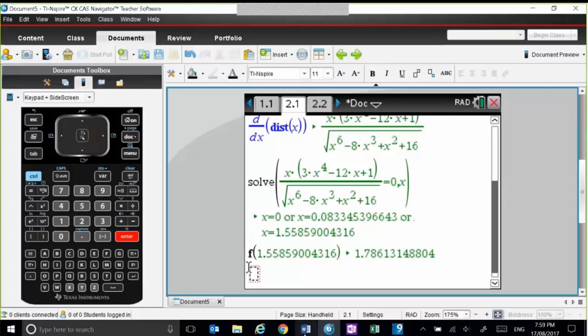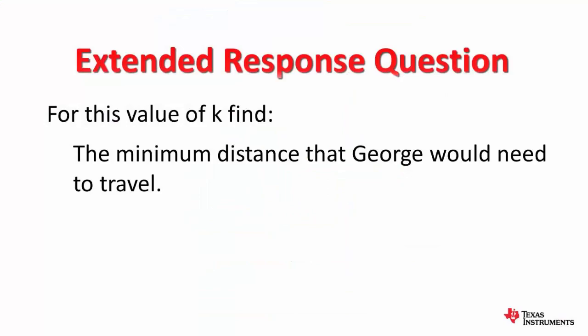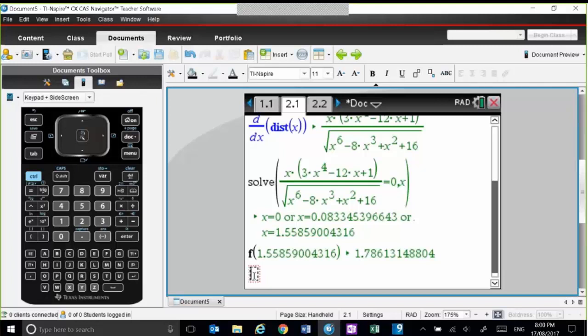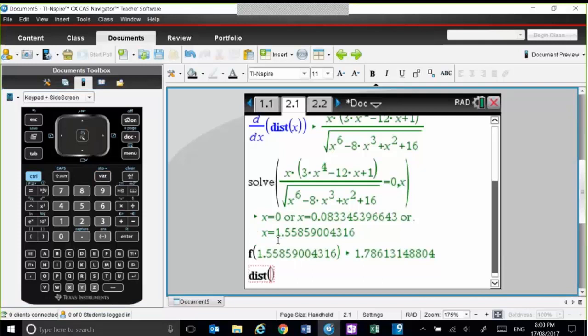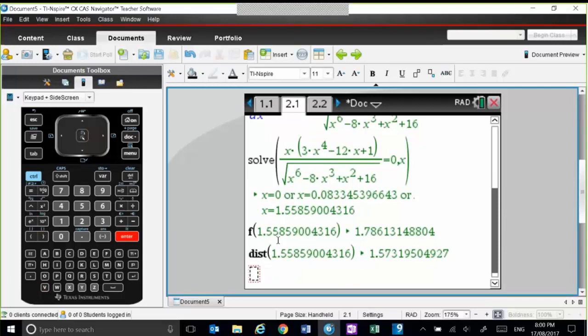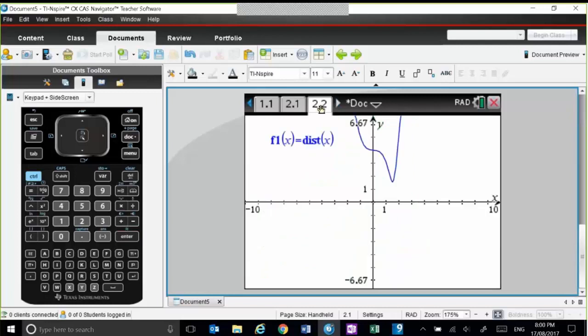The last question does ask us to, oh, there it is, work out the minimum distance that George would have to travel. And so that would mean now that we turn around and get our answer, which is the 1.55859, and we're going to put that into the distance rule. And then we'll go Control V again, press enter, and we've got the minimum distance calculated.